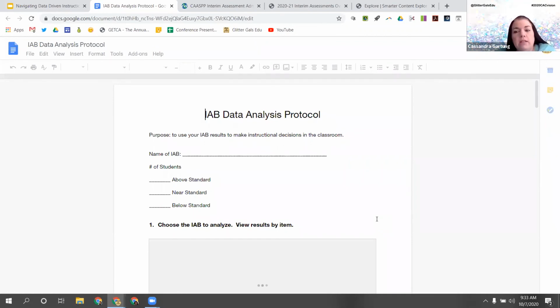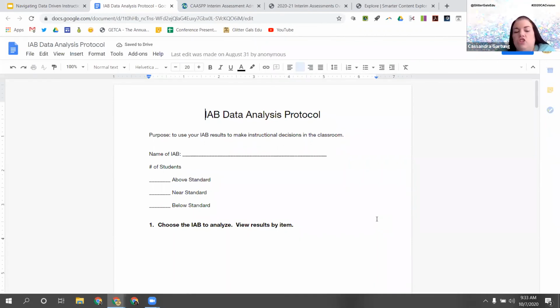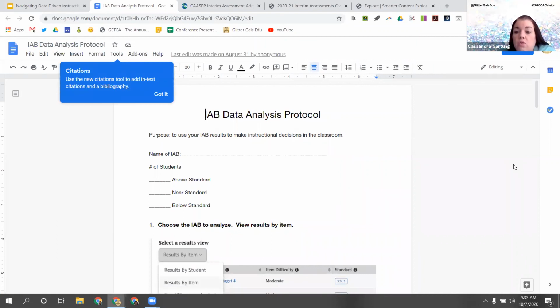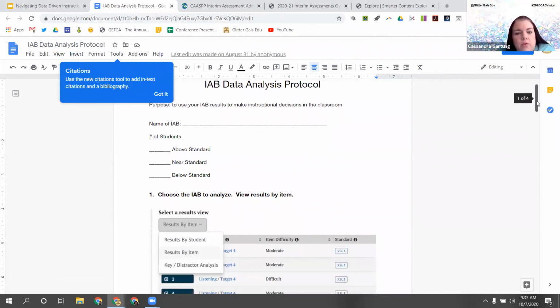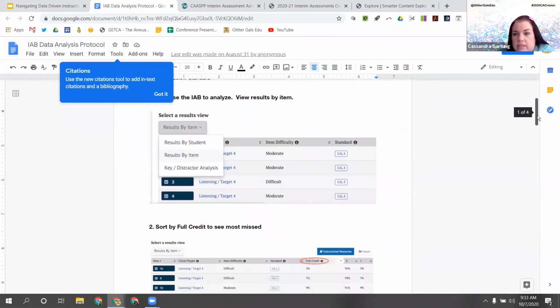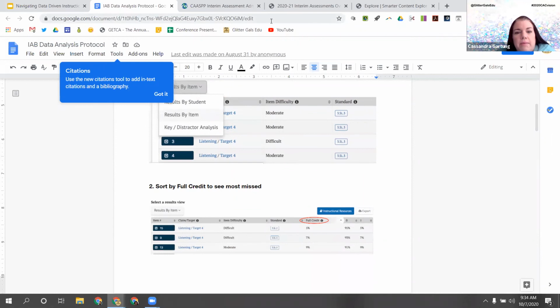Now, if you have a way to look at your data, fantastic. This is just one way that we found that could help us really analyze and hone in on and see what our kids would need during this time. And it takes you step by step. So we look at the IAB, we see how many kids are above, near, or below standard, and then it takes you step by step how to analyze with pictures. You guys will have access to this, and I'll send it to you now, because I'm guessing some of you would like this right now.